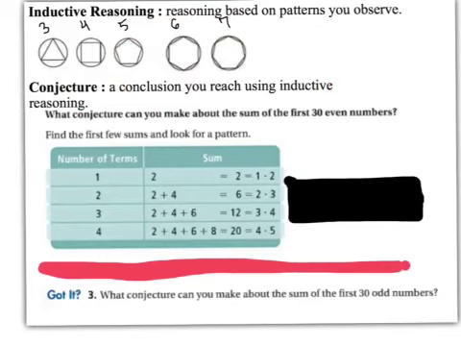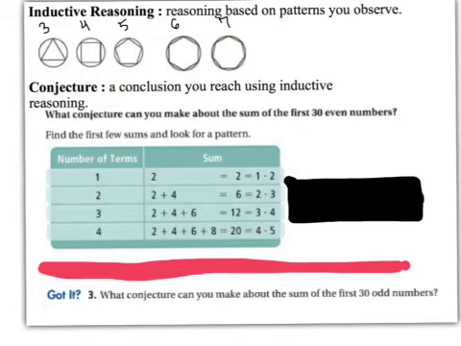So this example is asking, what conjecture can you make about the sum of the first 30 even numbers? So write out a table, write out some examples, and try to look for a pattern. 2 is the first even number. So there's one term. The sum is 2, which, if you think about it, is 1 times 2. For two terms, 2 and 4, the sum is 6, which can also be written as 2 times 3. 3 terms, sum is 12, can also be written as 3 times 4. 4 terms, the sum is 20, it can also be written as 4 times 5.